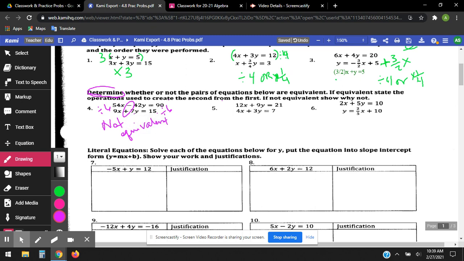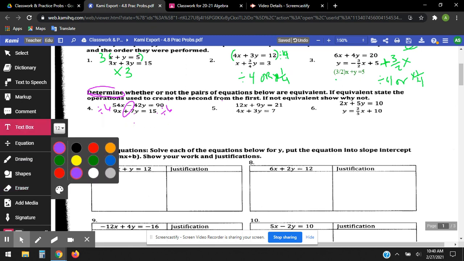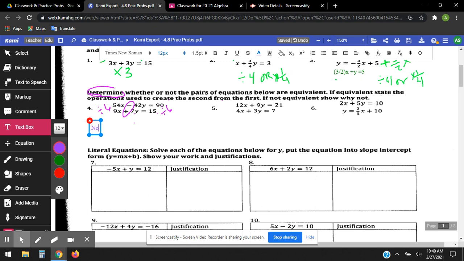Equivalent. You know what, I'm going to type this so I can fit everything better. Equivalent because negative 42 divided by 6 equals negative 7, not, let's put 7. All right, so these are not equivalent. We have to be a little picky as we're looking through these.